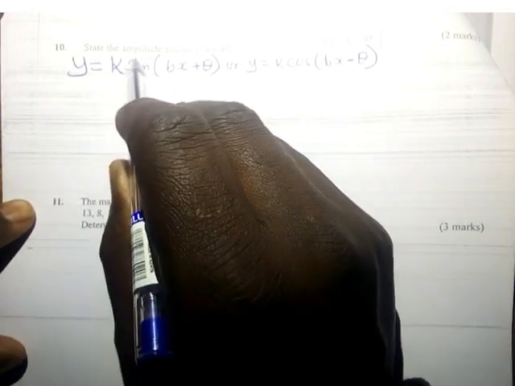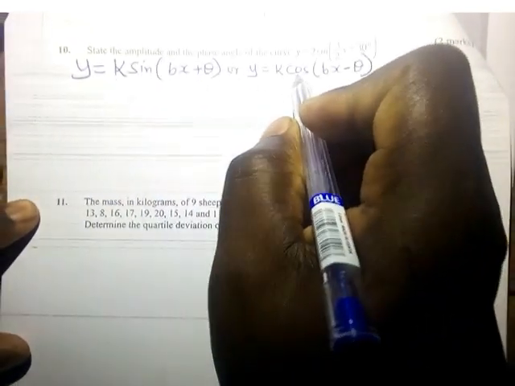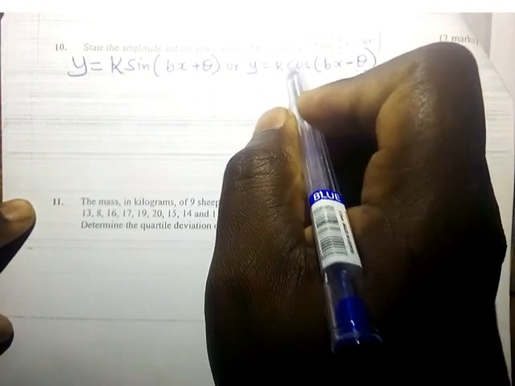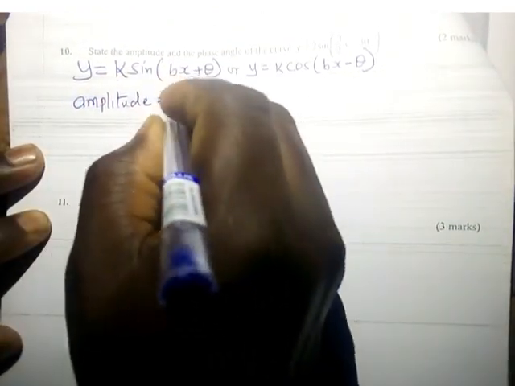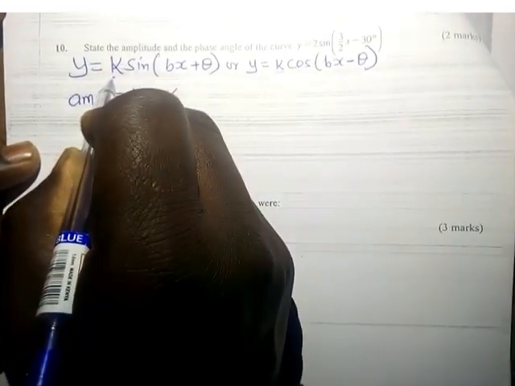So tunataka kujua kwa hii equation generally unafaa kujua k, the coefficient of sine, the coefficient of cos, or the coefficient of tan. Those are, that is what we call the amplitude. So amplitude is equal to k, ile namba ambayo yuko kwa sine inakuja before sine ama tan.